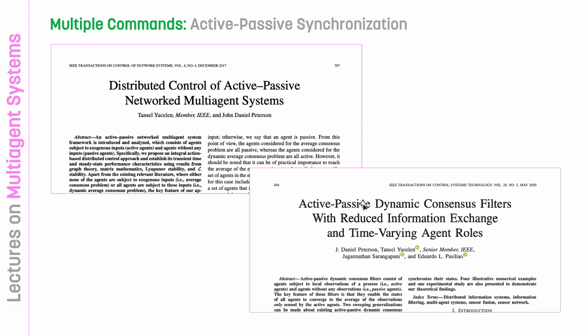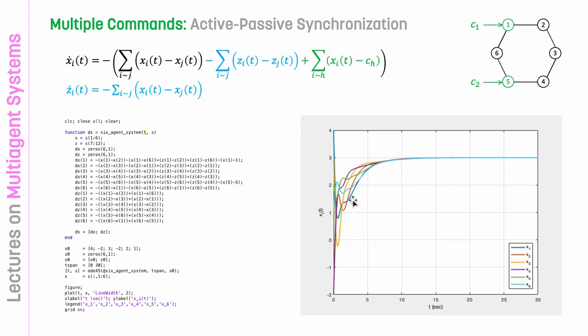Here, I should mention passive has nothing to do with passivity theory. There is also a passivity theory in control systems. No, active means an agent is sensing an external command. Passive means, in the context of these two papers, an agent has no clue about an external command.